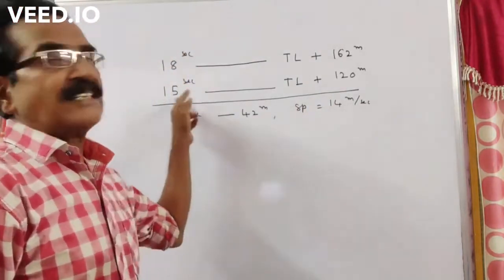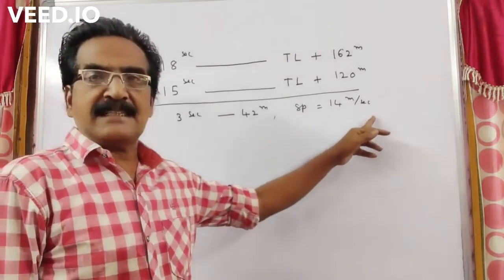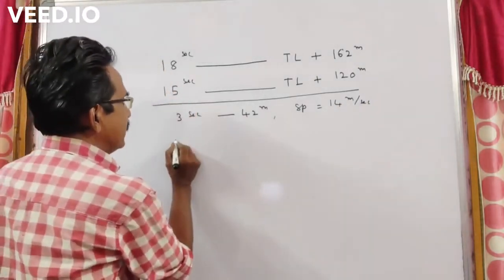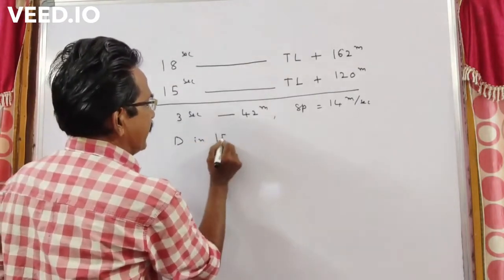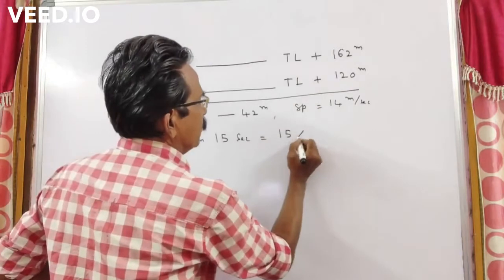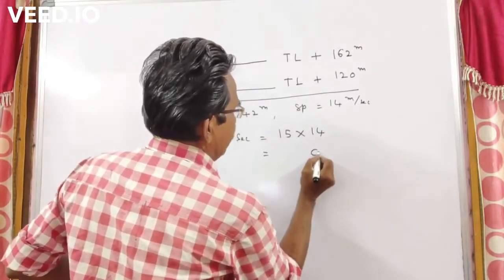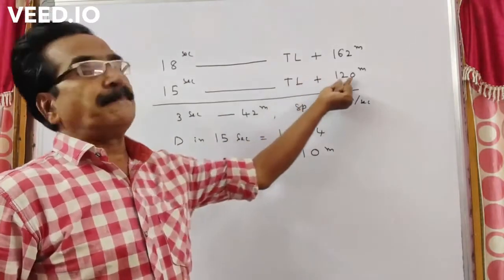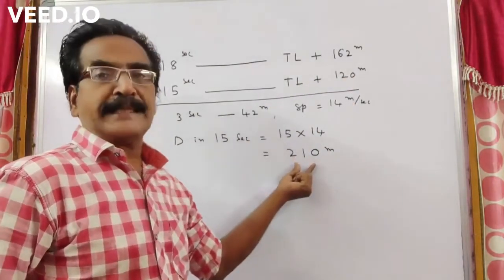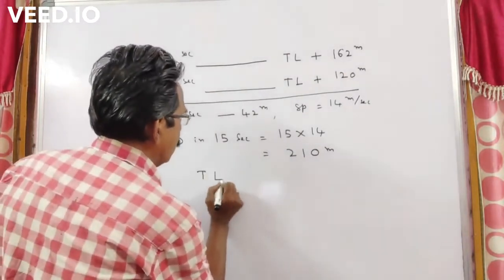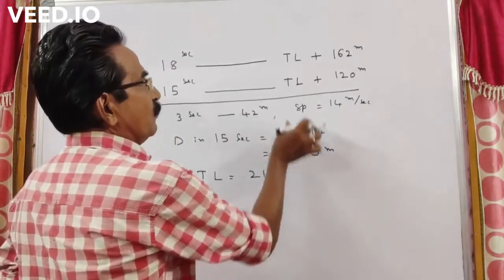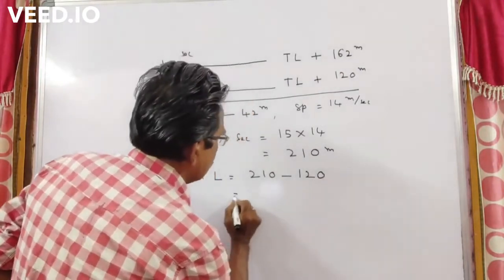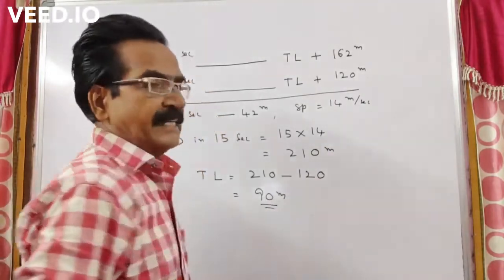Now we want the length of the train. This train travels 14 meters per second. The distance traveled in 15 seconds is equal to 15 into 14, which is 210 meters. This 210 meters is equal to train length plus platform length. So train length is equal to 210 minus 120, that is equal to 90 meters. That is the length of the train.